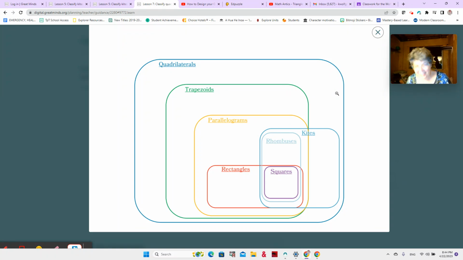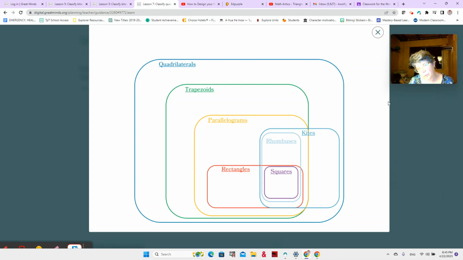Okay, so here I'm going to ask you some questions. Is the section for trapezoids inside or outside of quadrilaterals? Are trapezoids inside or outside of quadrilaterals? Yeah, you can see right there. It's inside of quadrilaterals. The section for trapezoids is inside of quadrilaterals because all trapezoids are quadrilaterals.